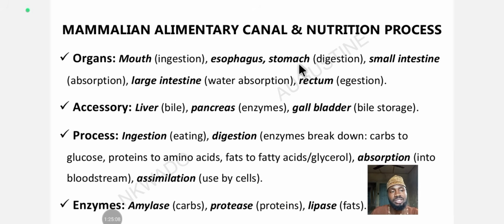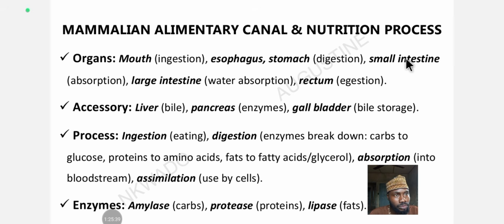After the mouth, for ingestion, you have the esophagus and the stomach. Your esophagus propels the food into the stomach. The esophagus is like a pipe that takes the food into the stomach. Then the stomach digests food. Digestion occurs. So according to this sequence, you now understand that digestion starts from the stomach and not the mouth. For the mouth, we put ingestion. For the stomach, we have digestion. So digestion starts from the stomach, not the mouth. Ingestion is in the mouth.